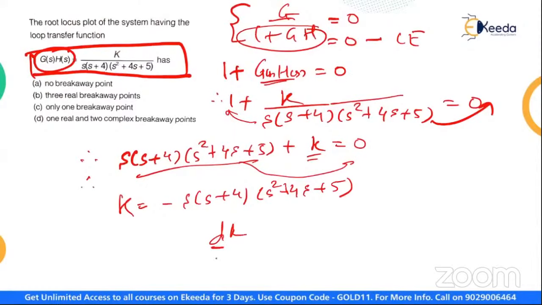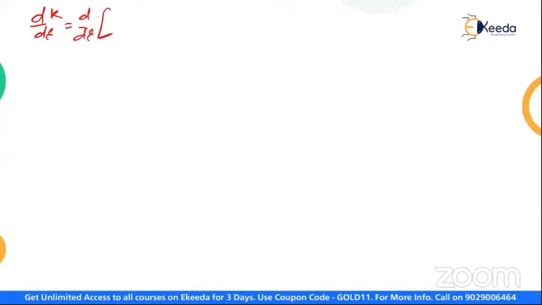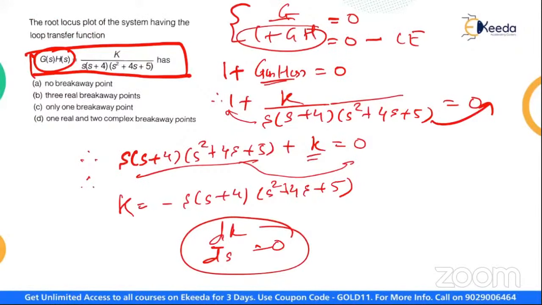So let us take the next page. dK by dS is equal to how much? dK by dS should be equated to 0, which is our condition. Since everything is going to become 0, let us not take this minus sign into consideration.